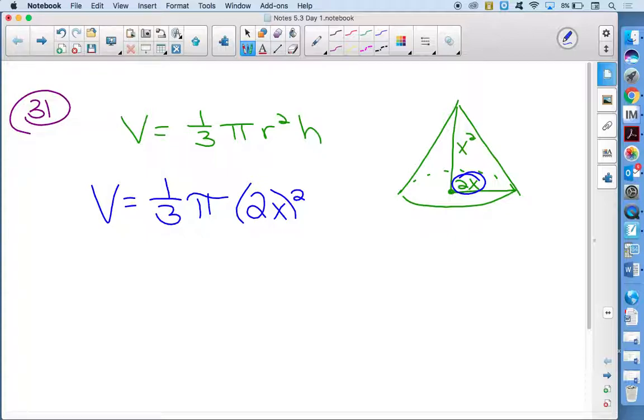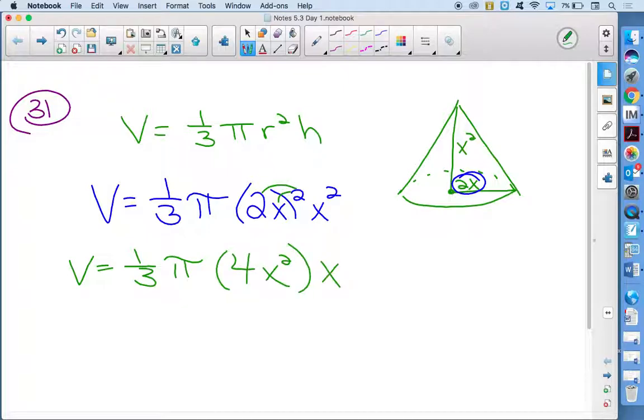And then the h is also x squared. But that's what was given to you, and you don't need to change that because it's just the height. So we have 1/3 pi, and then in parentheses that 2x quantity squared, and then the x squared again. Using what we know about exponents, if a quantity is squared, that exponent has to square both values in the quantity. So we would have 1/3 pi, and then that becomes 4x squared times the x squared for the height.